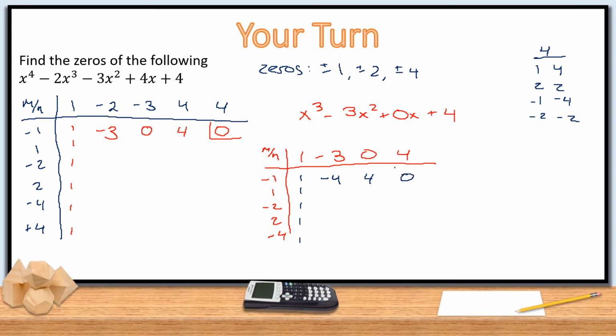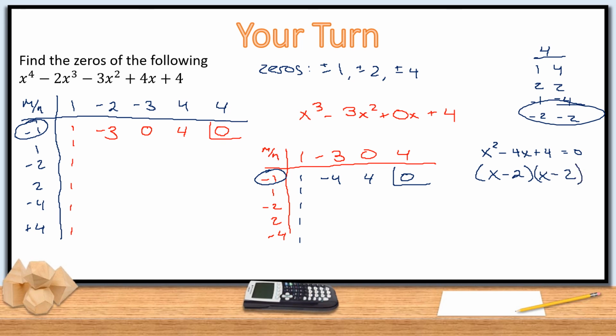So this is one of those ones where testing it a second time actually paid off, because it turns out that minus 1 is again another 0. So there's actually a multiplicity of 2 for x plus 1 as a factor. Let's look at that remaining quadratic. So we got x squared minus 4x plus 4 equals 0. Factors of 4 that add to be negative 4, that's this minus 2 and minus 2. So we'd have x minus 2 times x minus 2. Interesting, so another multiplicity of 2.